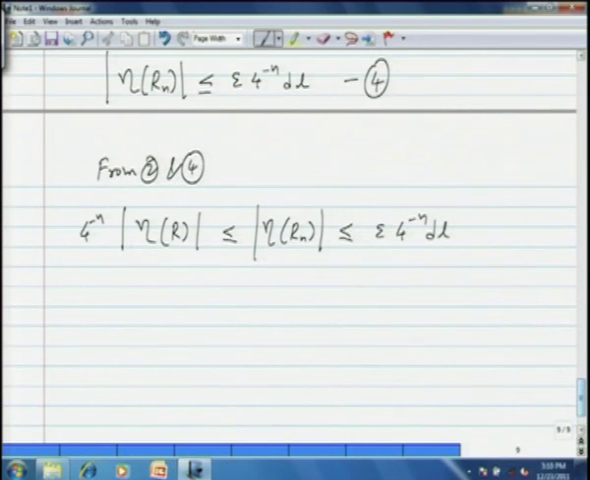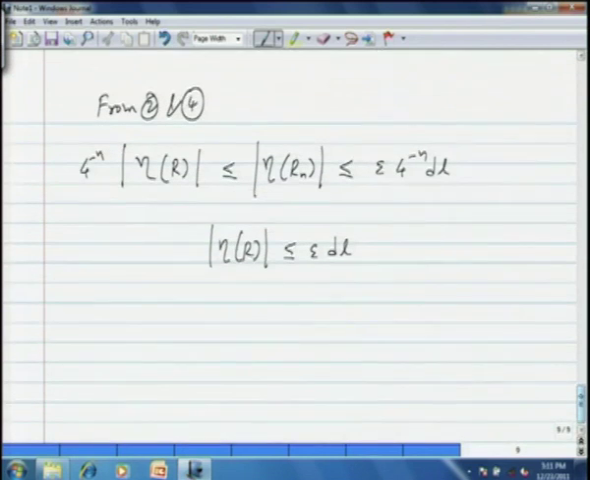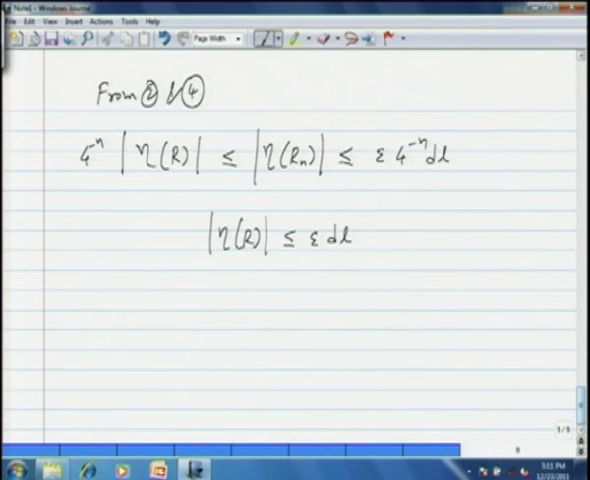Okay. So, we will ignore the middle part, namely the modulus of eta of R n, and conclude that the modulus of eta of R which we are interested in is less than or equal to epsilon times d L. Since epsilon is arbitrary, the modulus of eta of R is actually equal to 0.